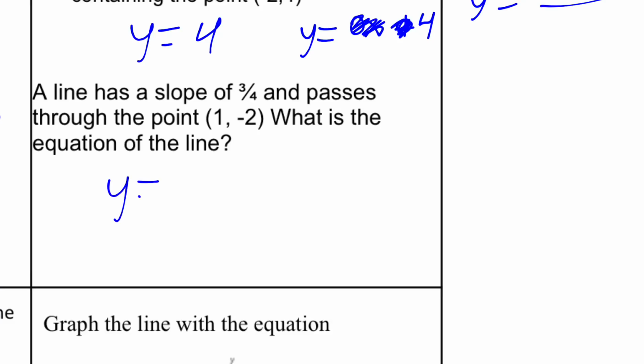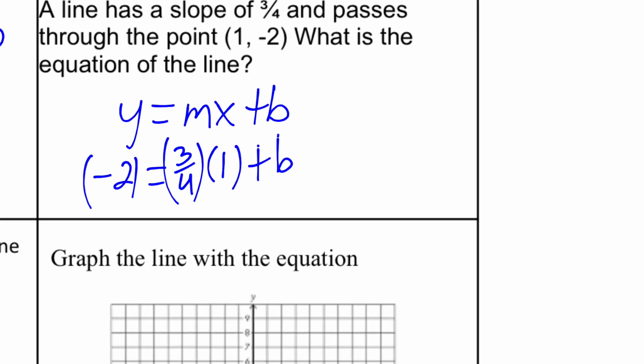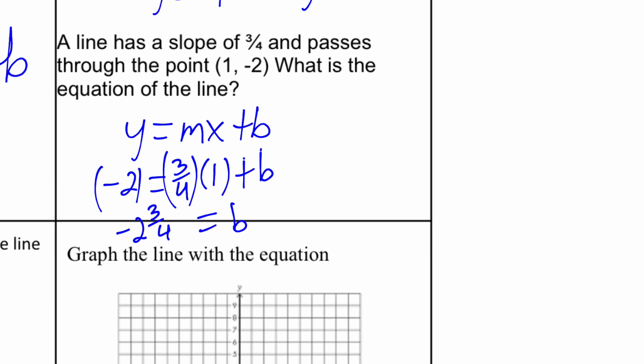Here I start with the equation y equals mx plus b. I'm going to plug in my coordinate here. Negative 2 is my y value, and 1 is my x value. My slope is 3/4, that goes there, and I need to solve for b. So if I subtract 3/4 from both sides, I have negative 2 and 3/4 is equal to b. To write my equation, I can say y is equal to 3/4 x minus 2 and 3/4.